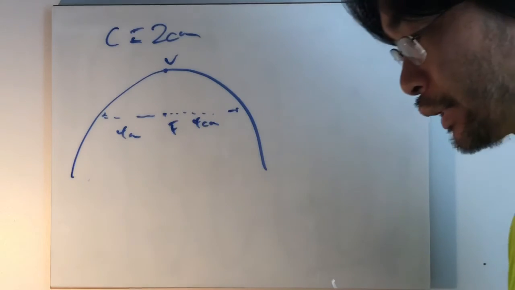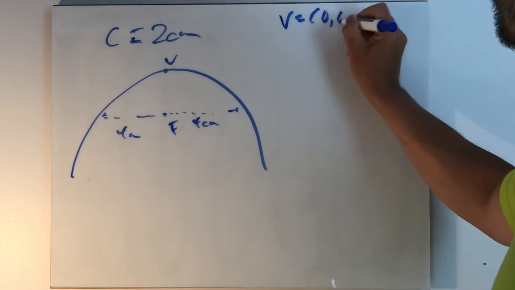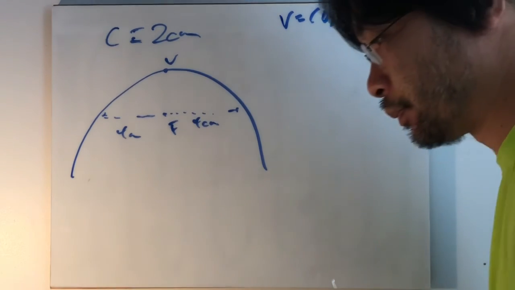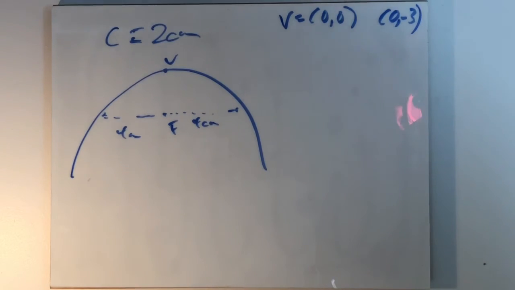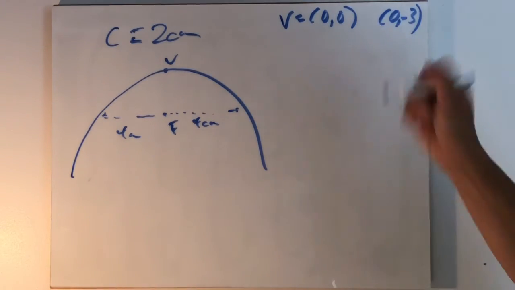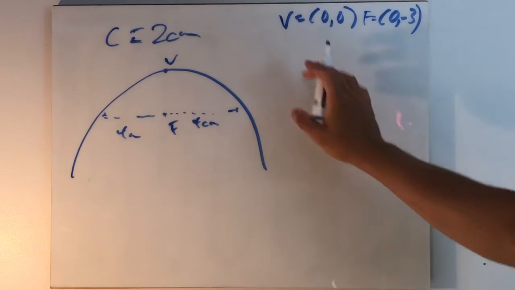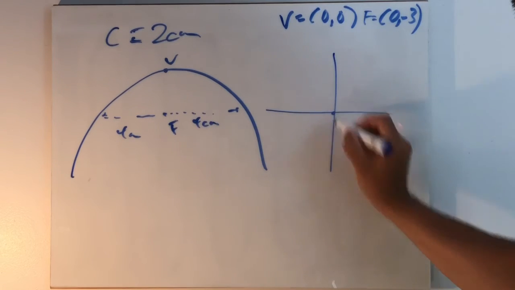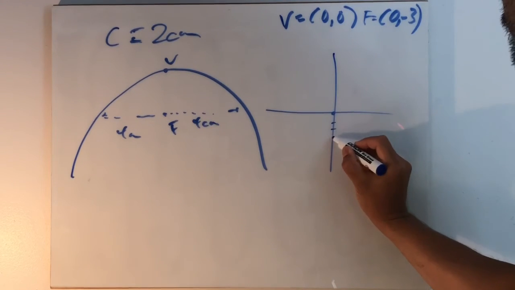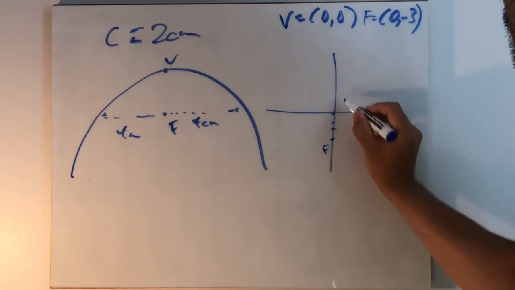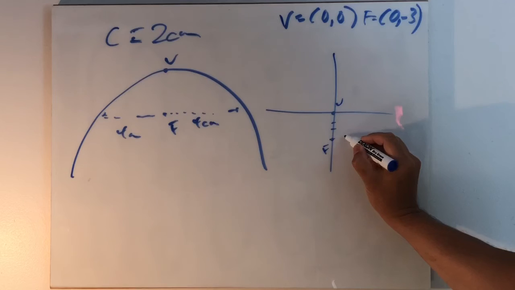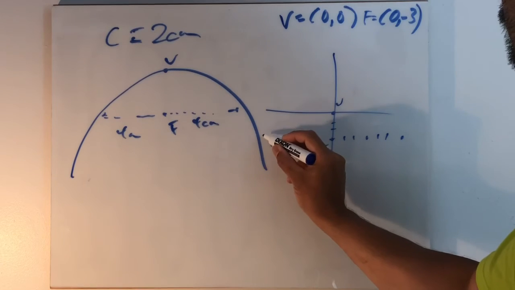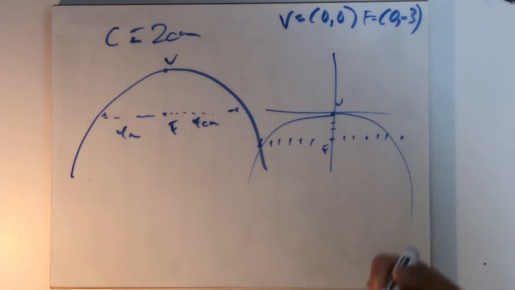Now if we have vertex at 0, 0, and it goes through point 0, negative 3, how do we figure out the focal point? We're not at graphing through a point yet. So if we know that and that, here's our Cartesian grid, vertex, negative 3, 1, 2, 3. There's our focal point. We know it goes down. So therefore 3, 1, 2, 3, 6, 6, boom, boom.